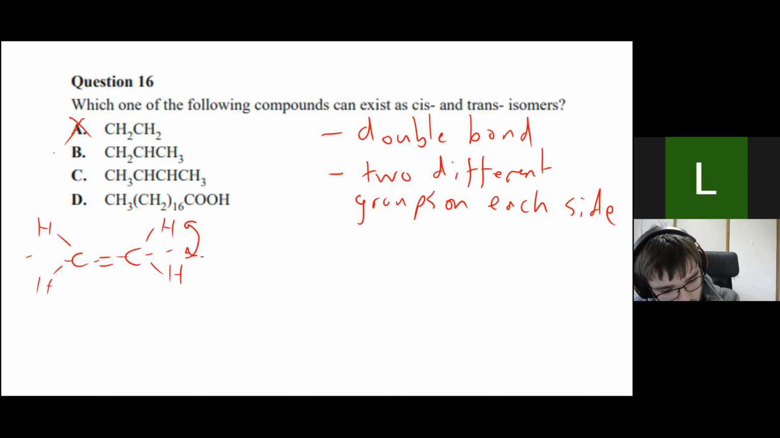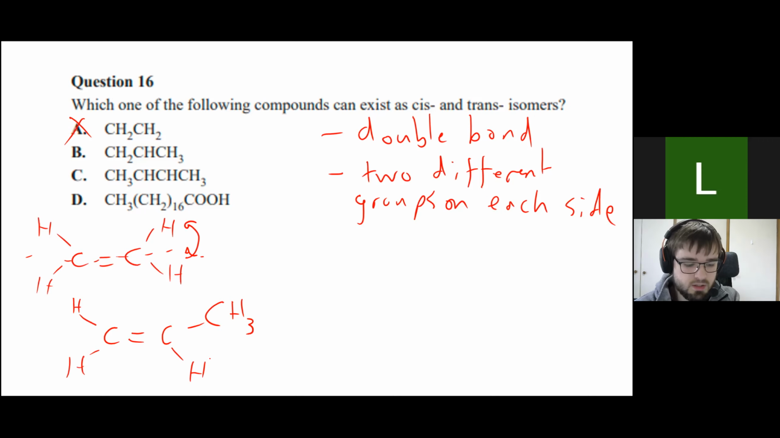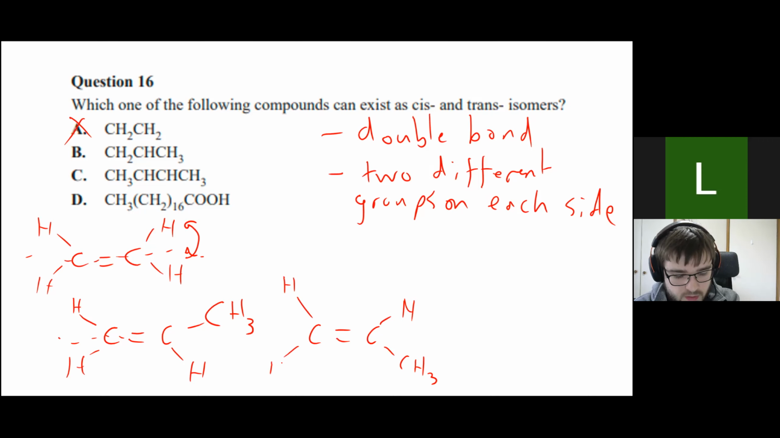Next, we've got propene. So we've got this. Now again, on this end, it's asymmetrical. We've got a methyl group on this end, but a hydrogen over here, so that's okay. On this other side, it's symmetrical though. So regardless of which way, if we, for example, put the methyl group on the other side here, it would just be the same thing, right? Because you could just rotate it 180 degrees that way, and you would get back the original molecule. So this one's out of the question.